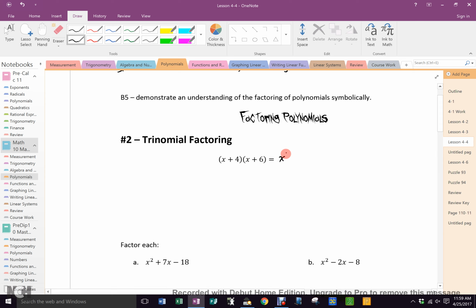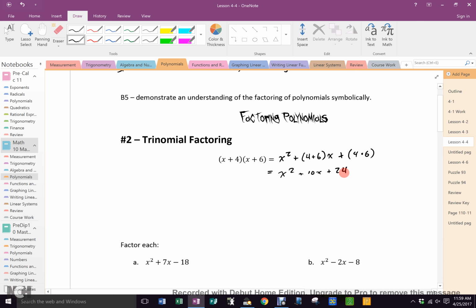What do I do to get this term? Add them. 4 plus 6. X plus, what do I do to get this term? 4 times 6. And your answer is X squared plus 10X plus 24.